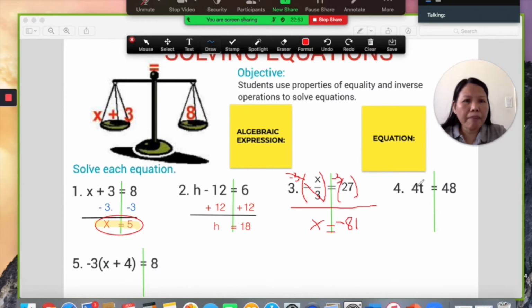The next one has 4t. Now, anytime we have a number with a variable just like that, and we don't have anything in between, it's multiplication. Always multiply. So 4 times t, what is the opposite or inverse operation of multiplication? Yes, it should be division. We are left with just t equals 48 divided by 4. So 4 going into 4 one time, 4 going into 8 two times. T is equal to 12.